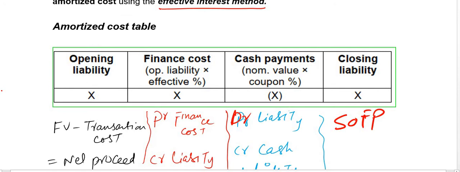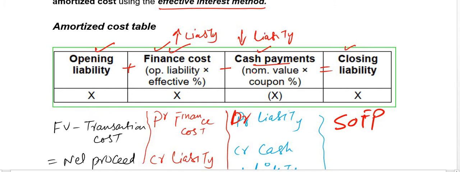Now here we have the amortized cost table. This is the opening liability, this is the finance cost, this is the cash payment, and this is the closing liability. Opening liability plus finance cost minus cash payment gives you the closing liability. The finance cost increases the liability, so we add it to the opening liability. The cash payment decreases the liability, so we deduct it from the opening liability.